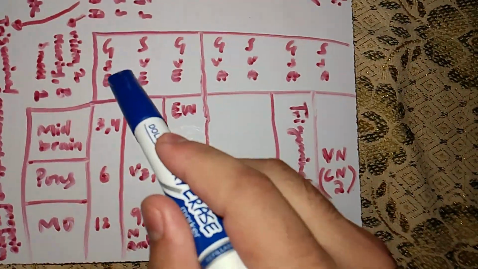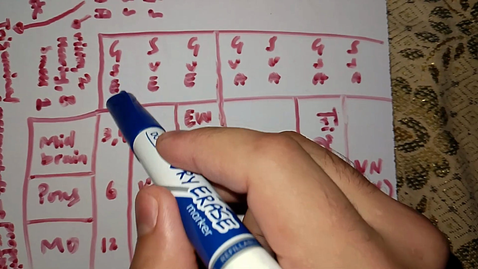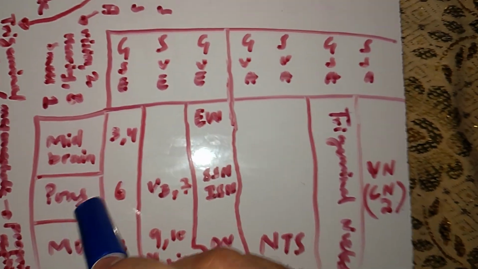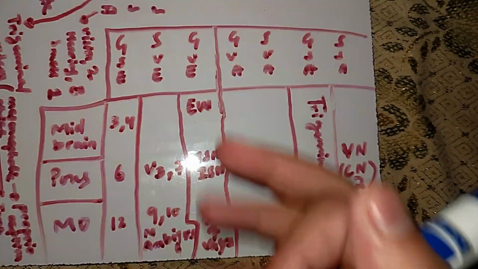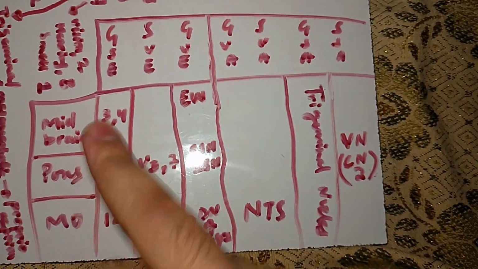Now I say general somatic efferent, they will supply the muscles. They include 3, 4, 6, and 12. So 3 and 4 are from the midbrain, 6 is from the pons, as we know, and 12 arises from the medulla. So their nuclei will be present like this.